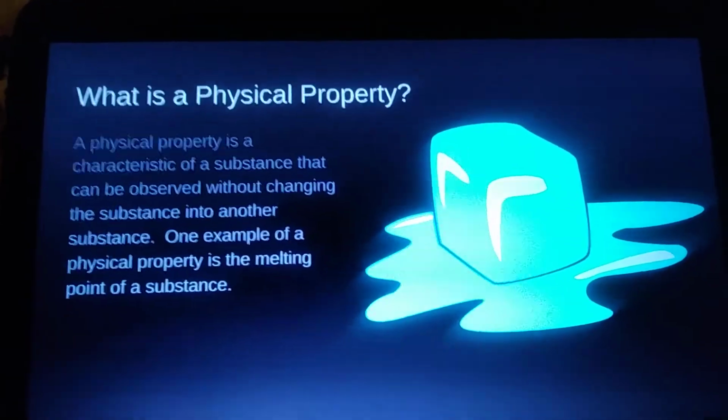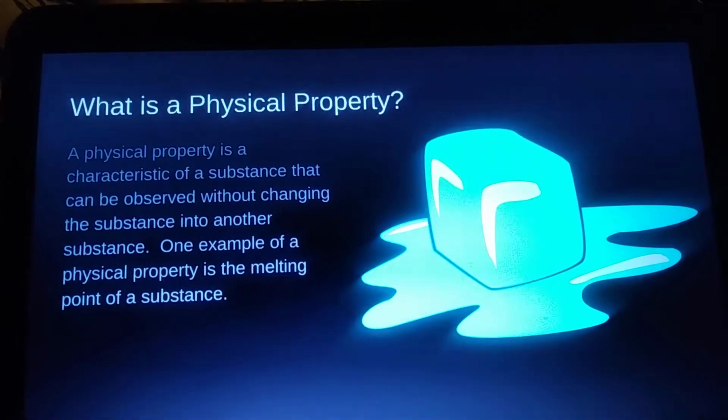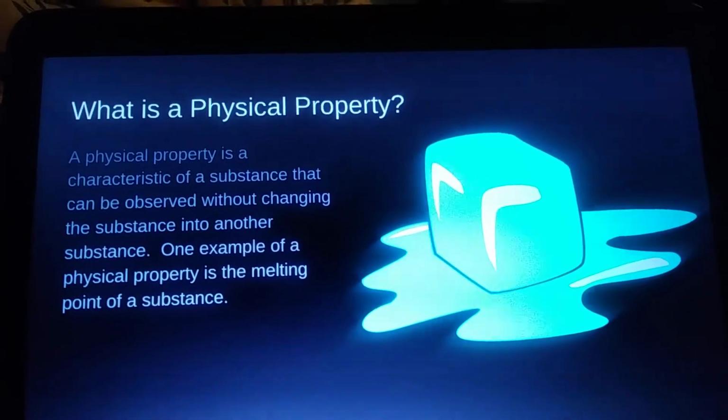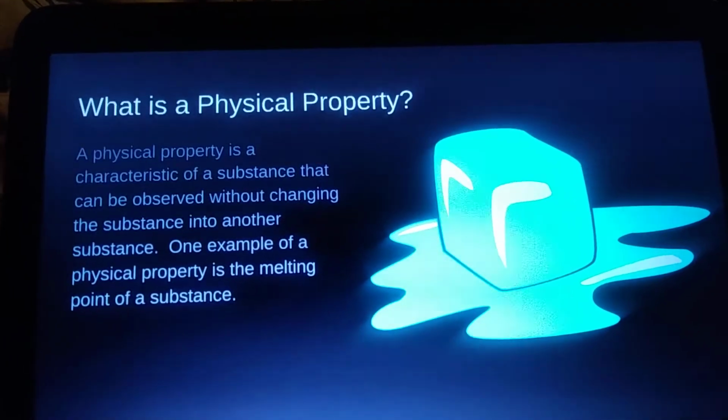What is a physical property? A physical property is a characteristic of a substance that can be observed without changing the substance into another substance. One example of a physical property is the melting point of a substance.